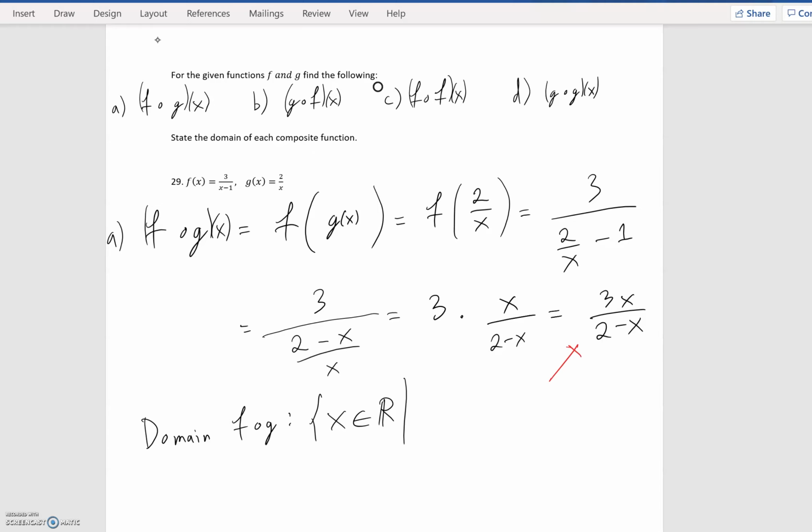Take a look at this. I'm pointing at it with the red arrow. I can't plug in 2 into that function, right? That gives you 0 on the denominator. So for sure, x cannot be equal to 2.